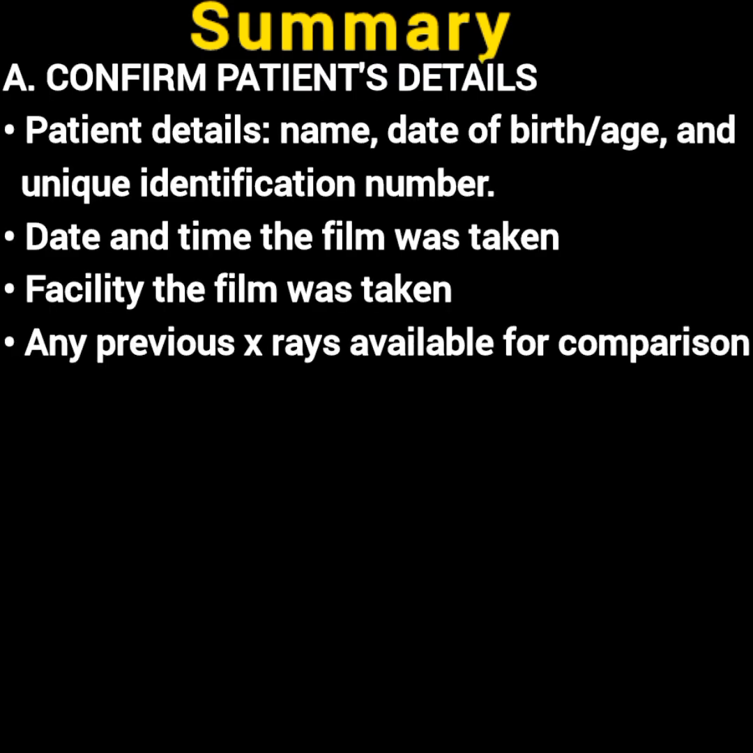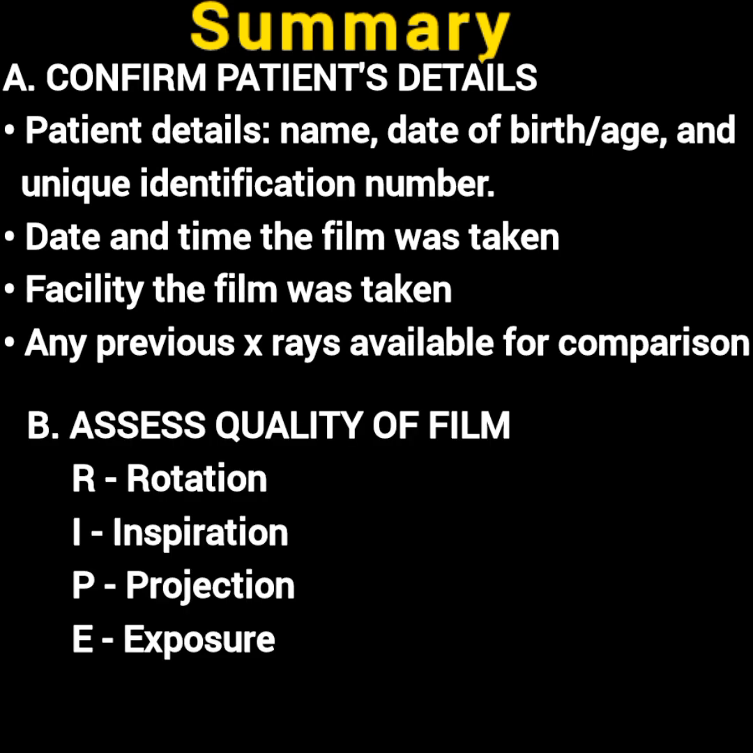In summary, you confirm the patient details by checking the name of the patient, the date of birth or age, and any unique identification number, the date and time the film was taken, the facility where the film was taken, and any previous X-rays available for comparison. You then assess the quality of the film by using the mnemonic RIPE: rotation, inspiration, projection, and exposure. You then use the ABCDEF approach in interpreting the X-ray.